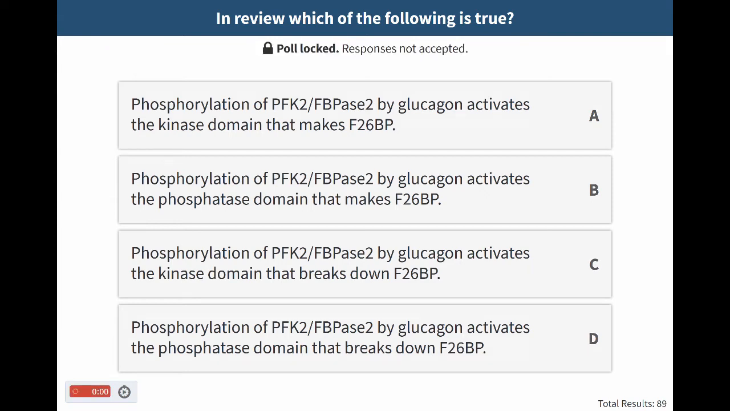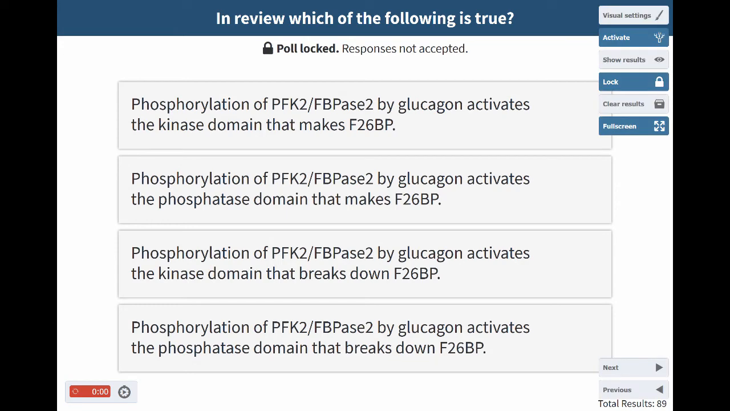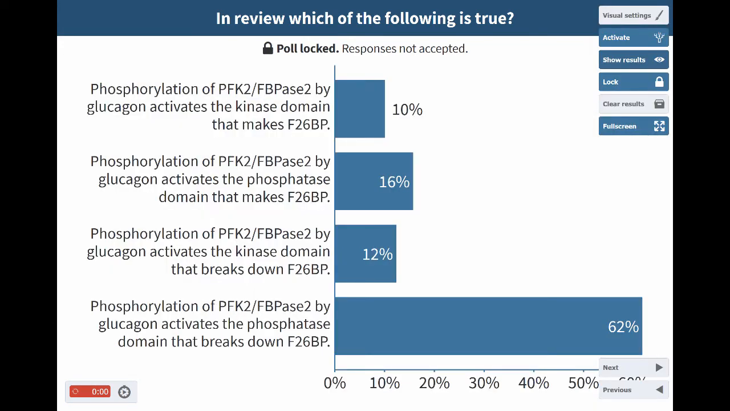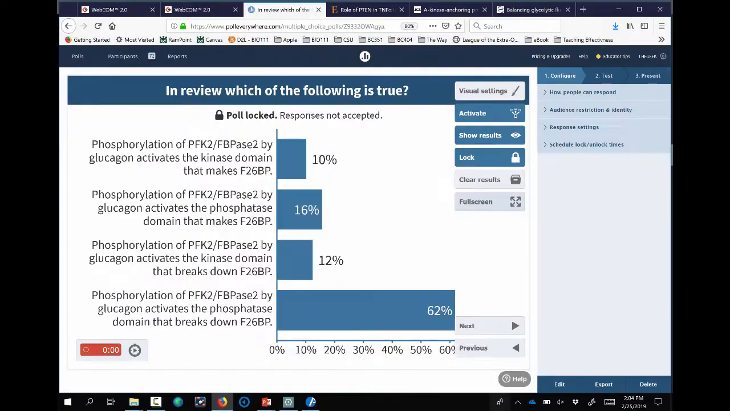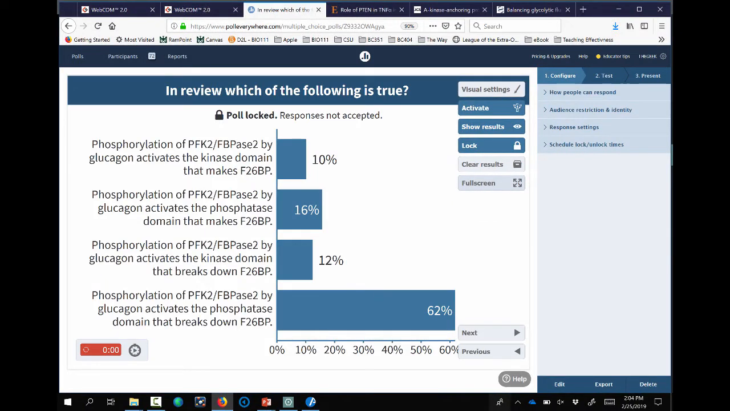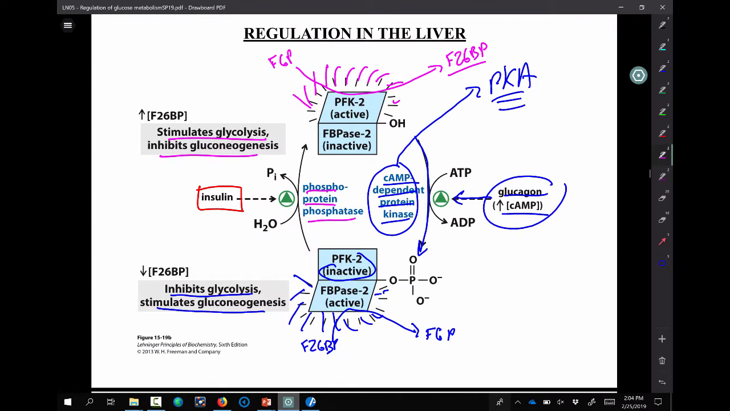Okay, so let's look at this, see what kind of results we have here. So, okay, 62% say that phosphorylation of PFK2/FBPase2 by glucagon activates the phosphatase domain that breaks down fructose 2,6-bisphosphate. That's correct. Okay, so that's good. You went back, you looked at your notes, or you simply remembered it from something else. That's good. So let me come here. This is kind of the summary slide of that.